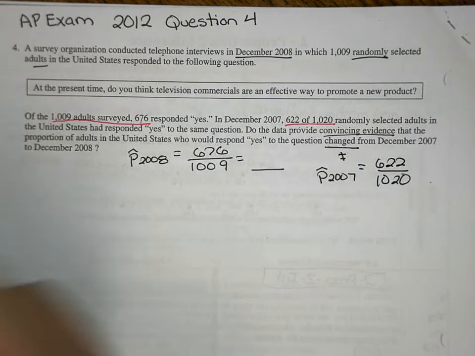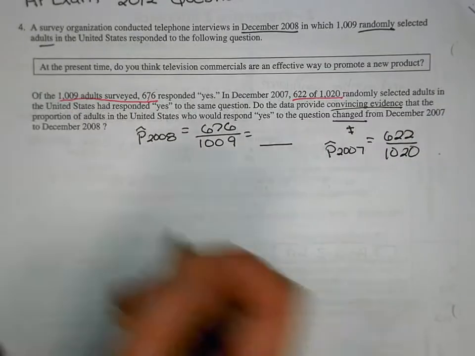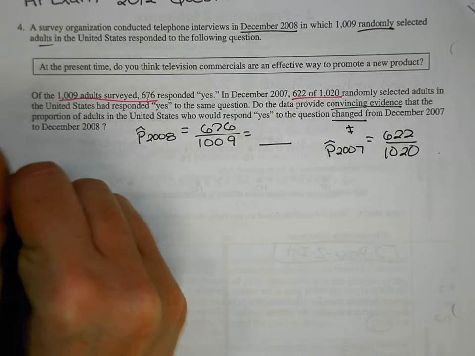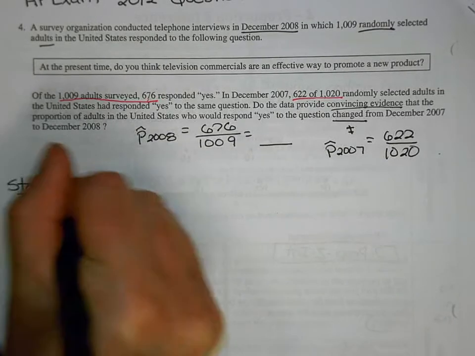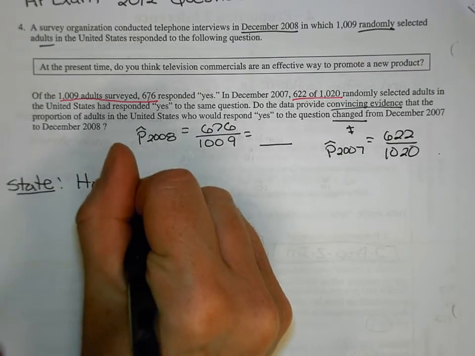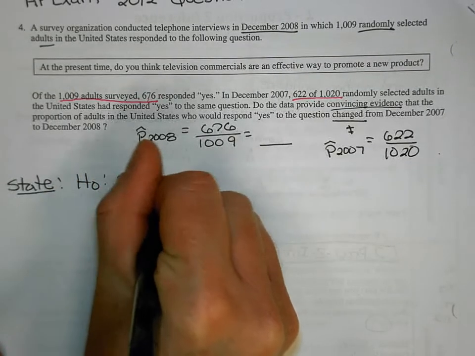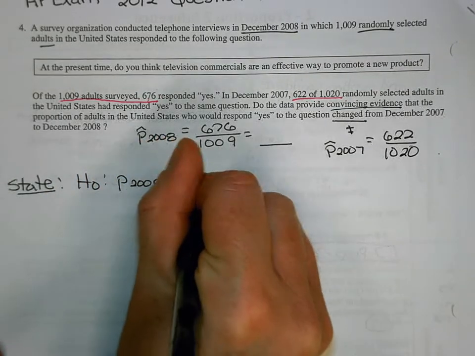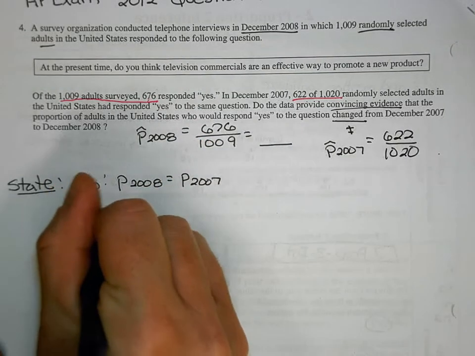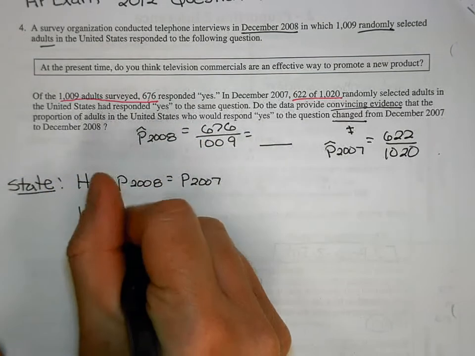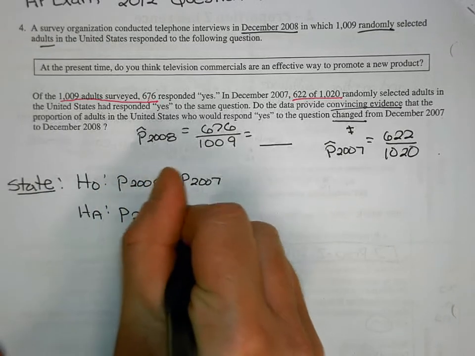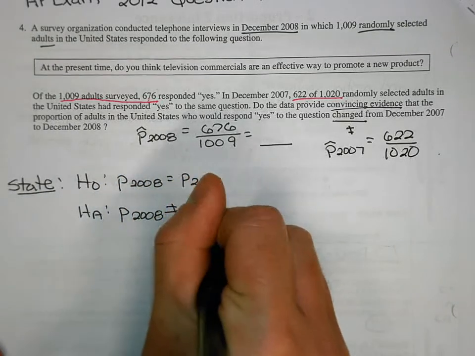So I need to do my state part, which is my H0 and HA. So I have H0: P2008 equals P2007. And then the HA is, have they changed? So the P2008 doesn't equal the P2007.